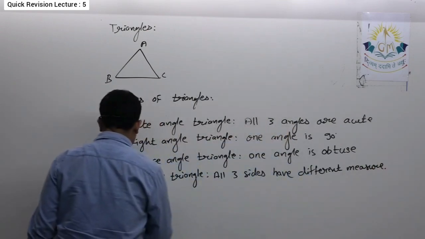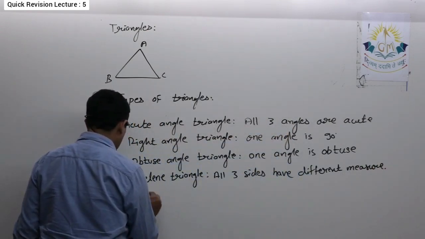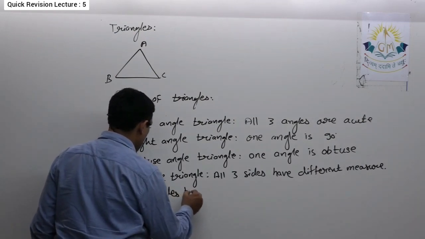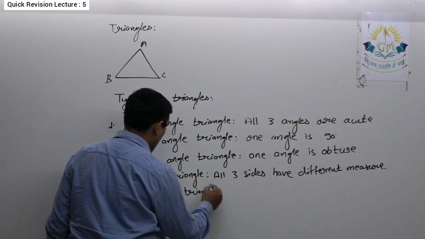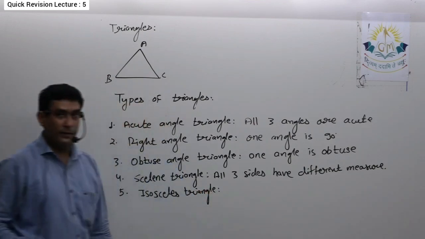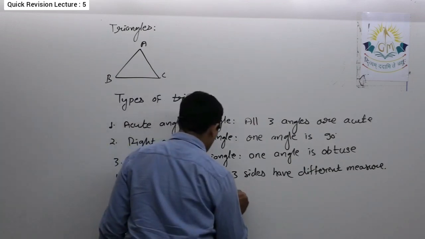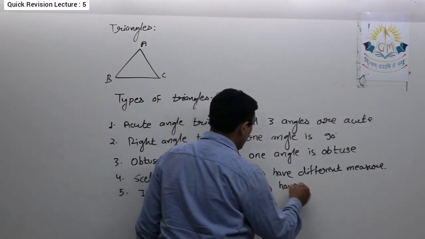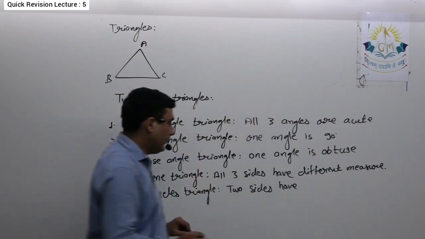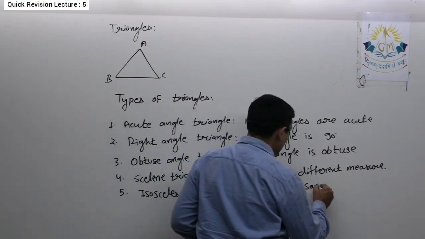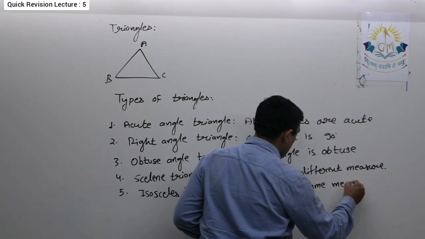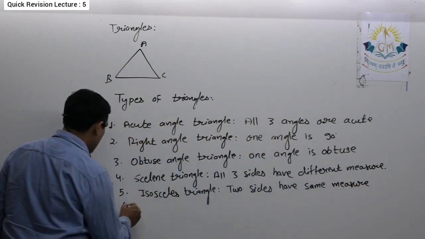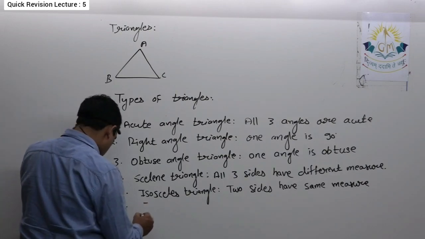Then next is the isosceles triangle. Two sides have the same measure. That means two sides must be of the same length. That is an isosceles triangle.